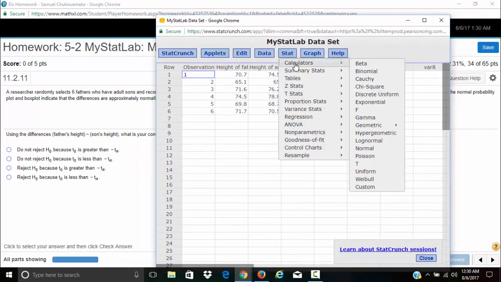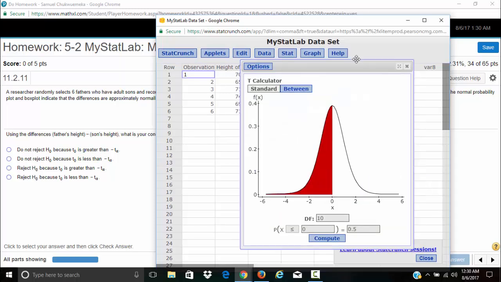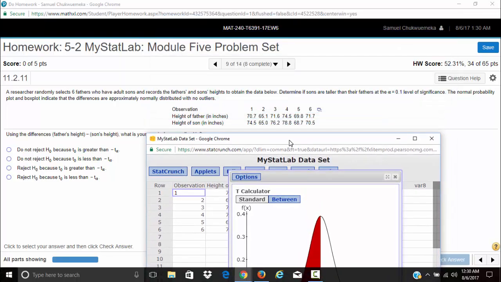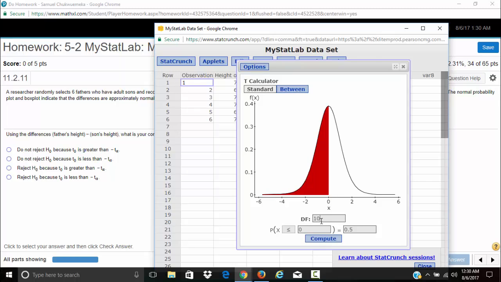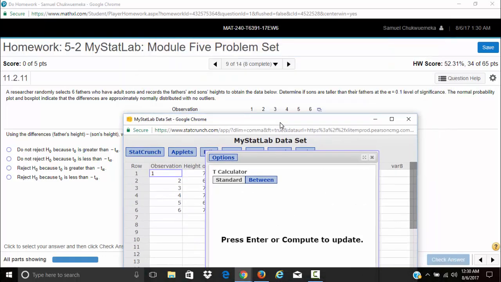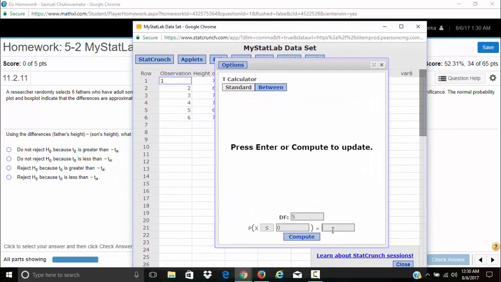Go to Stats, go to Calculators, go to T. Degrees of freedom, because this is a mean, just the one parameter is what we're measuring. So degrees of freedom is n minus 1. The sample size is 6. 6 minus 1 is 5. So degrees of freedom is 5. And the level of significance is 0.1. So I'll put here 0.1. And we want a one-tail test, so you leave it like this.